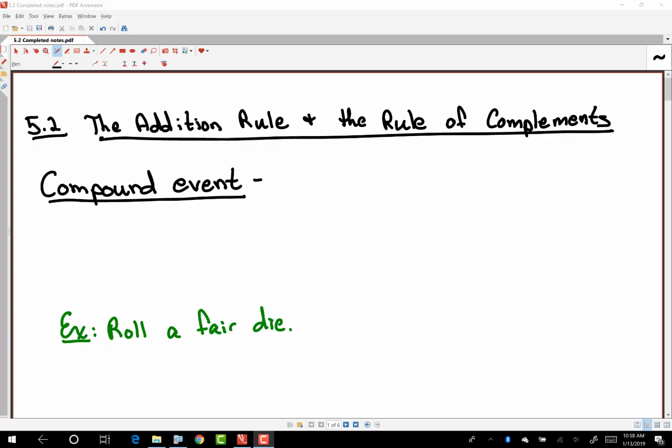All right, we're going to look at section 5.2, which is on a couple rules of probability. We're going to look at the addition rule and the rule of complements. So first of all, we need to talk about what a compound event is. A compound event is an event that is formed by combining two or more events.